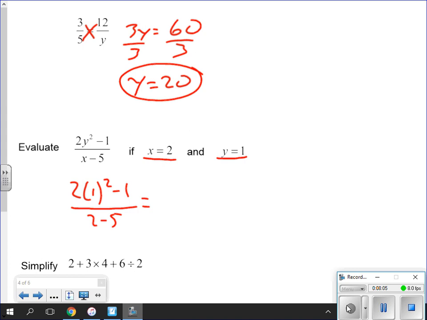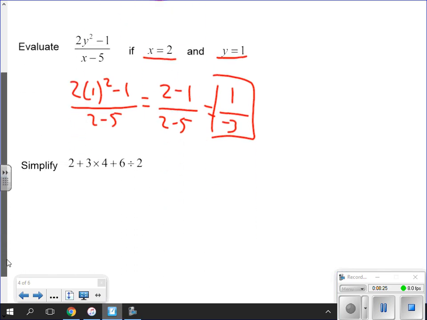So I figure out what this is. I take 1 and I square it. What do I get? I get 1. So this is 2 times 1, so I have 2 minus 1 over 2 minus 5. You cannot cancel the 2's. 2 minus 1 is 1. 2 minus 5 is -3. And that's my answer.